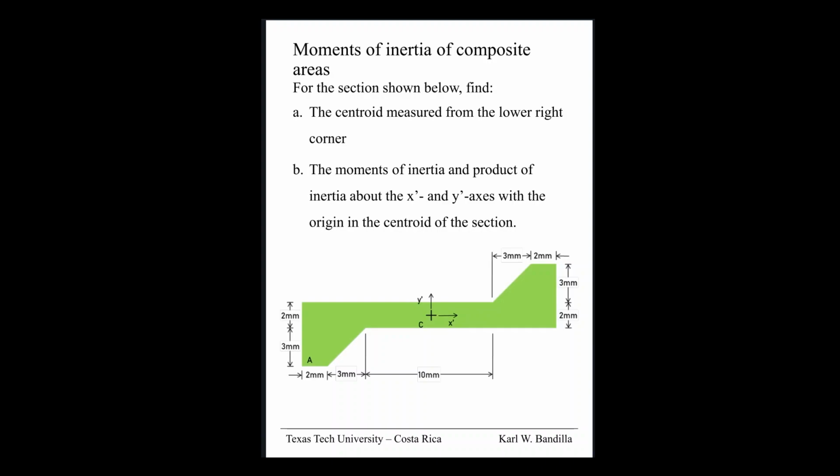All right, here's another question about moments of inertia of a composite cross section. We have this shape, which looks a little bit like a propeller, I guess you could say. We are asked to find the centroid based on the corner down here. This time we'll actually just stick with that corner. And then also the moments of inertia and product of inertia through the centroid, which is shown here.